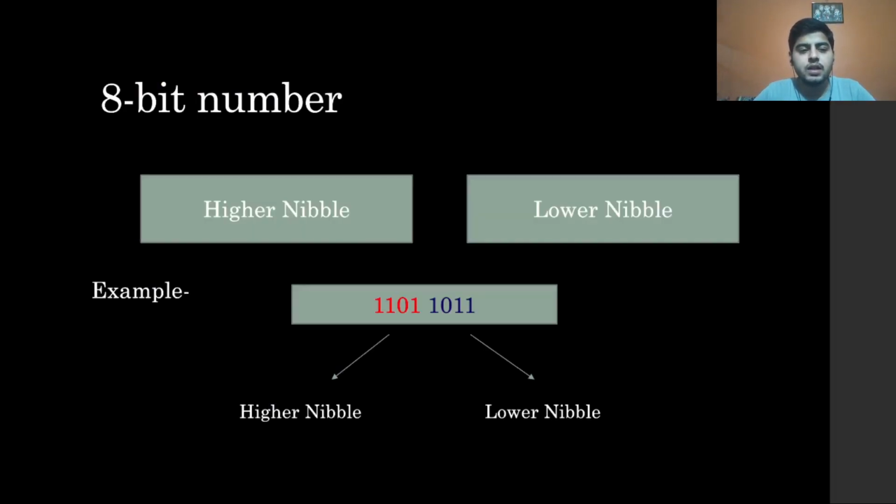So first, let's understand how we can divide an 8-bit number into two nibbles. What is a nibble actually? It is nothing but a set of 4 bits. So we know that an 8-bit number can be easily divided into two nibbles, the higher nibble and the lower nibble. In this example you can see that these last bits are called the lower nibble, and this set of 4 bits is called the higher nibble. In this way we can always divide the 8-bit number into two nibbles.